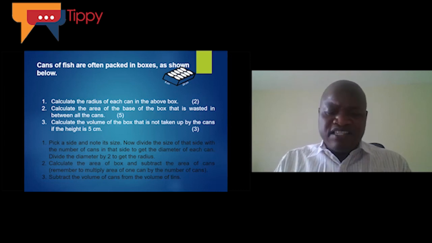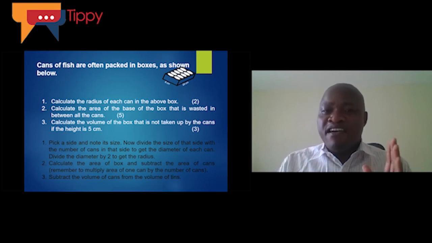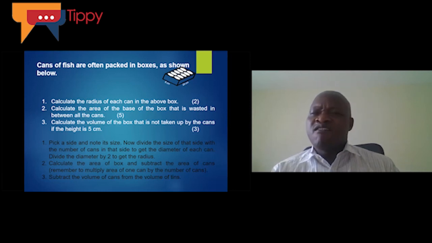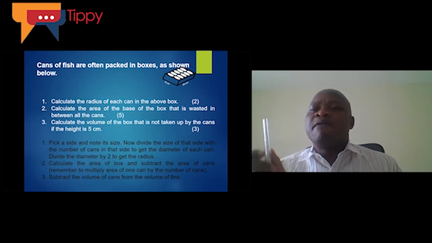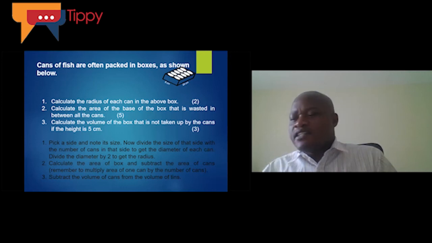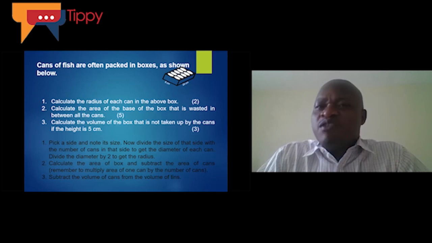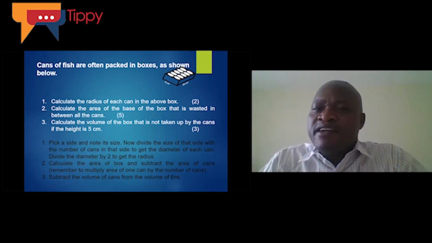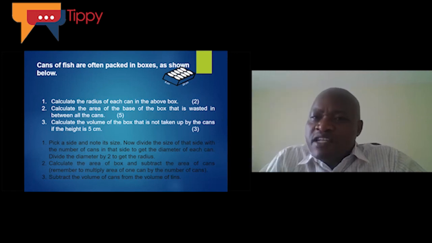This 8 centimeters is our diameter. So already we have a diameter. Having a diameter, what do we need to do to find our radius? To find our radius, we're going to divide the diameter by 2, meaning we divide 4 by 2. That is, our radius is 2 centimeters.